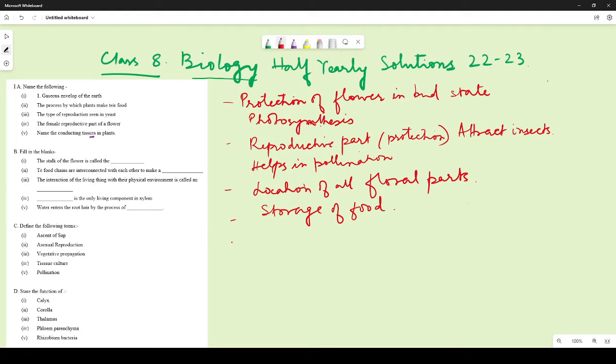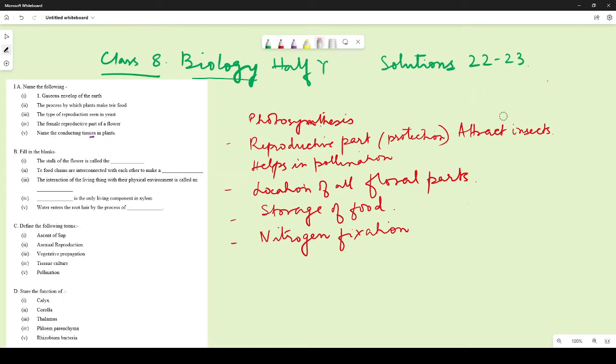Then we come to rhizobium bacteria. Rhizobium bacteria help in nitrogen fixation, where they capture the atmospheric nitrogen and convert it into nitrogenous compounds, which help in increasing the fertility of the soil. Okay, so that is that for it.